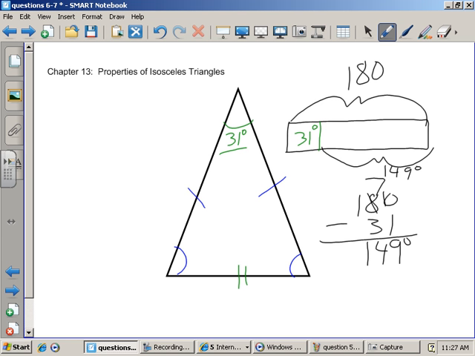But I'm not really sure what that shows me. I know it's 149, but does that mean this angle is 149? Or this angle is 149? Let's think back to my properties of an isosceles triangle. I know that these two angles are equal, and I have two of them. So that means I have to take this 149 and cut it in half. I have to divide it by 2.